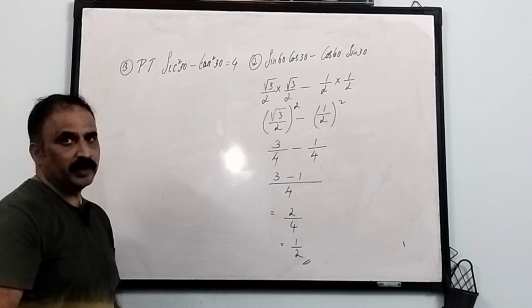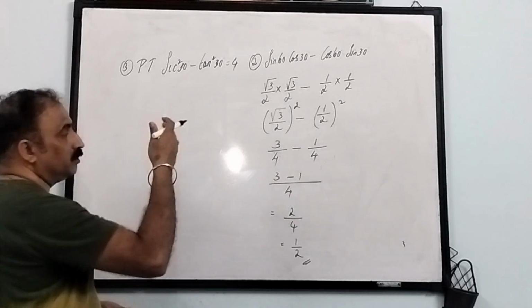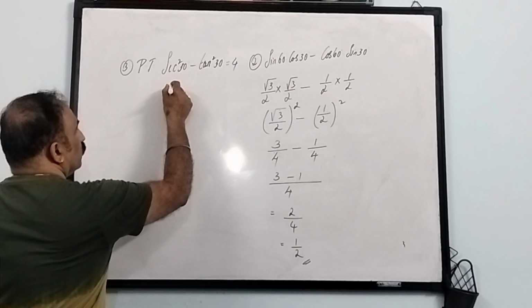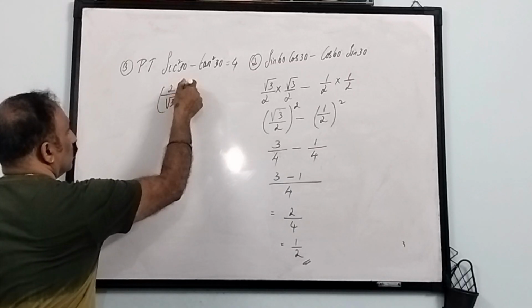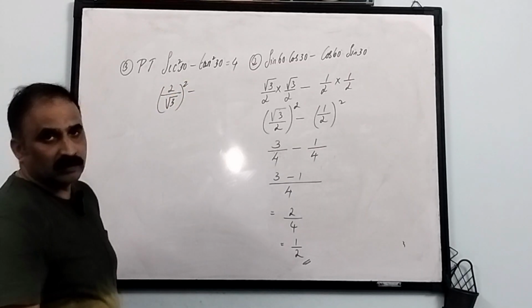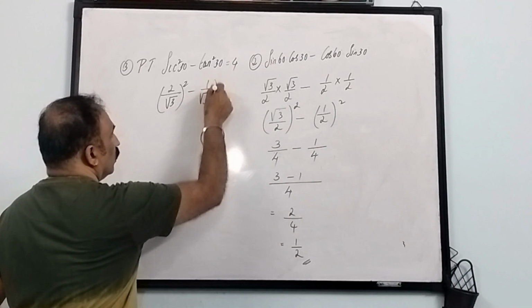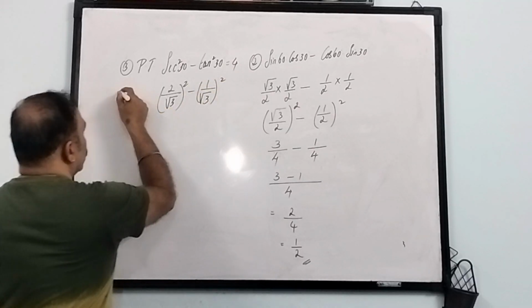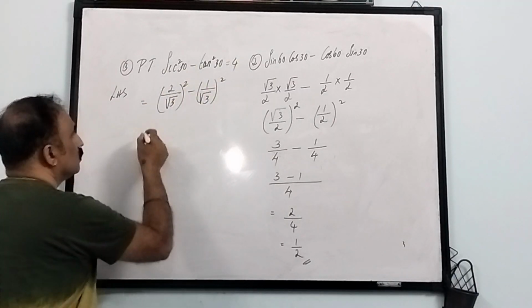Cos 30 is equal to root 3 by 2. So secant 30 is just the reciprocal of it. That means it is going to be 2 by root 3 whole square, minus tan 30. Tan 30 is 1 by root 3 whole square. So I picked up the LHS, only the left hand side, we have to prove the RHS.